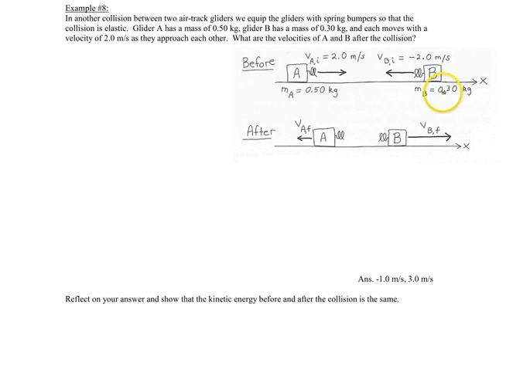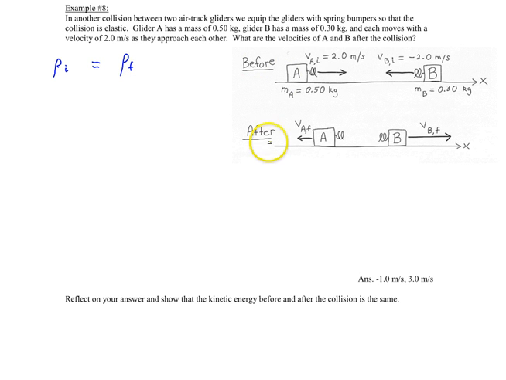So what we're trying to find is the velocity of A final afterwards and B final. We're going to have two equations and two unknowns essentially. So let's start off with momentum being conserved, because we know that this is a frictionless environment, so there's no external forces acting on the system. So we start off by writing momentum initially equals momentum finally.